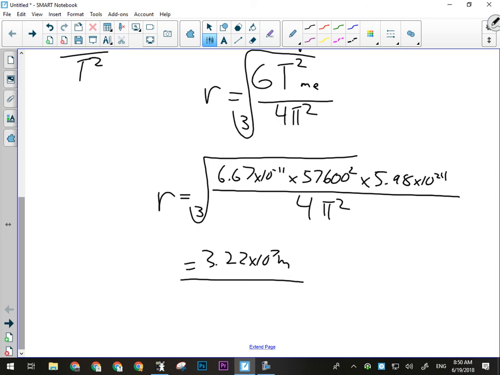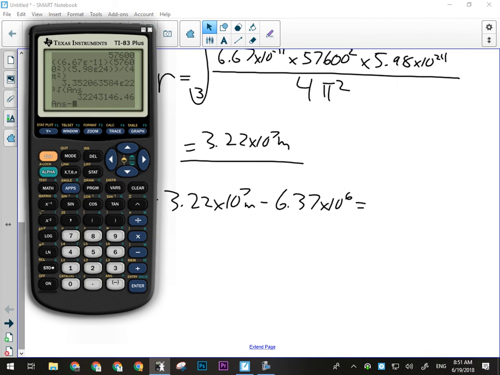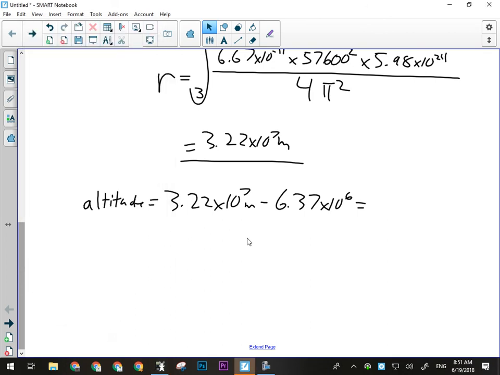Now, what else do I need to do here? What's that? I need to subtract the radius of the Earth, right? Okay, so I'm going to take that number, and to get the altitude, I'm going to go 3.22, and I'm going to keep all those decimals, guys, times 10 to the 7 meters minus 6.37 times 10 to the 6 meters. Okay, so it's got an orbital altitude of, and I think I only have 2 significant figures here, so 2.6 times 10 to the 7 meters.